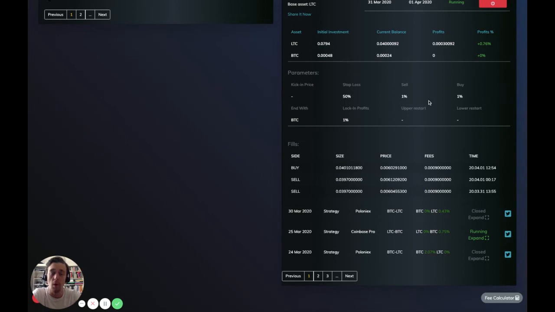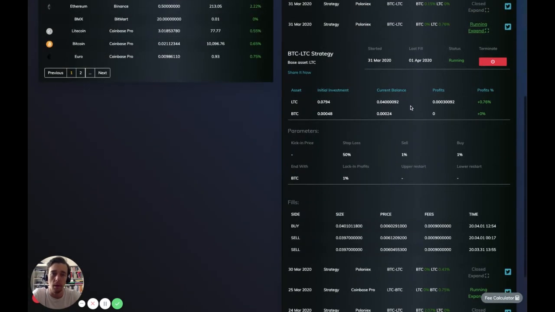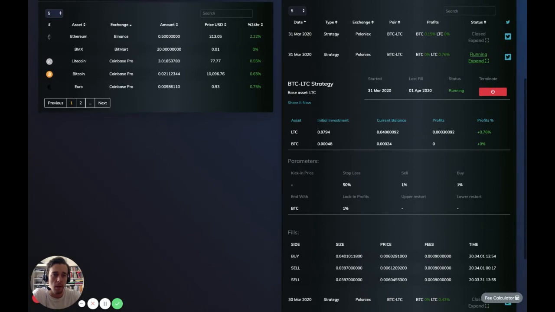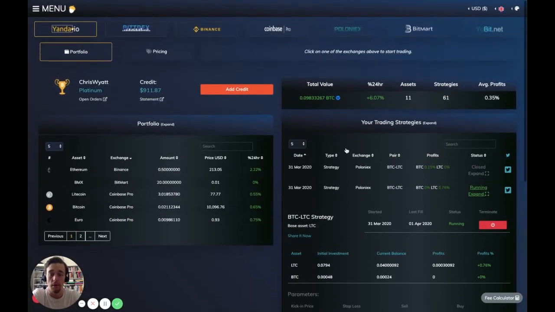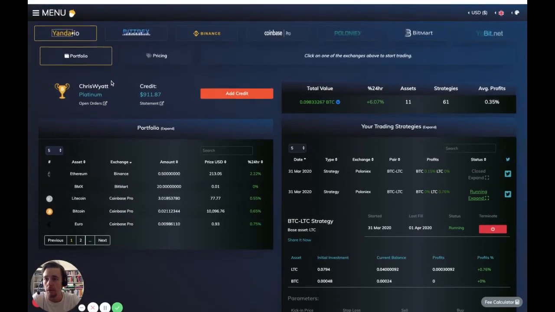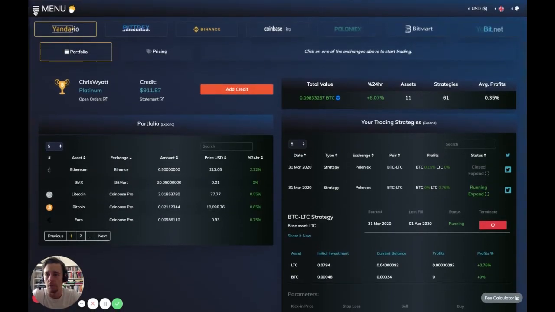And then the one below was another strategy that we set with a lock-in profit of 1%. That was a copy trade that I copied from one of the traders, and you can see that we're already on 0.76% overnight. So that's looking good. Now what we're going to do is go to menu, and then hit here, personal automated trading software.